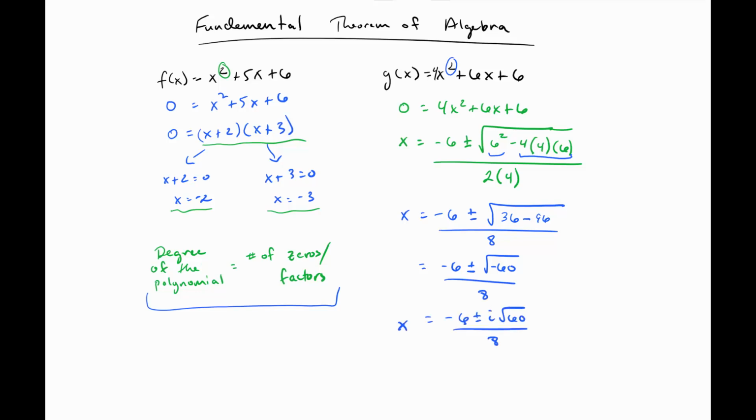we wind up with these two imaginary roots, -6 plus i times the square root of 60 over 8, and -6 minus i times the square root of 60 over 8. Well, that's cool. That fits in with our theorem here. And the important thing is to realize that if we have a non-rational zero, so either imaginary or irrational, we're going to get that plus or minus in there.